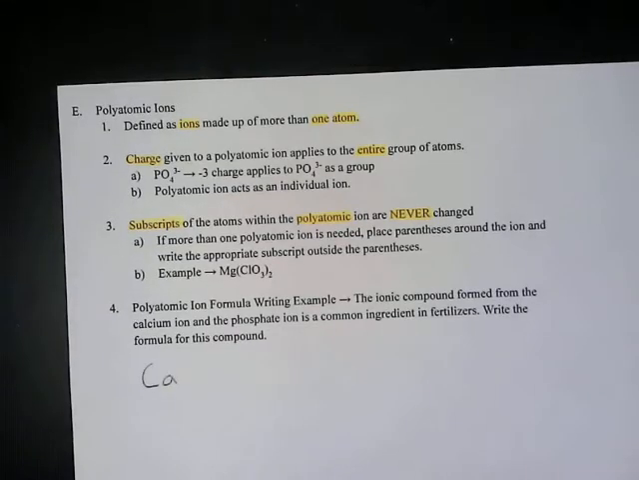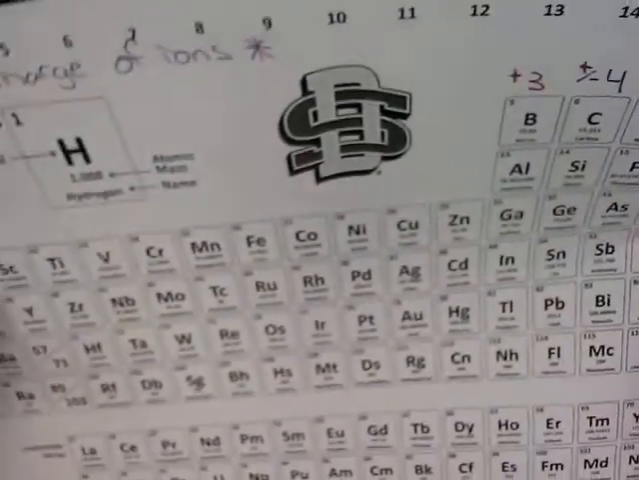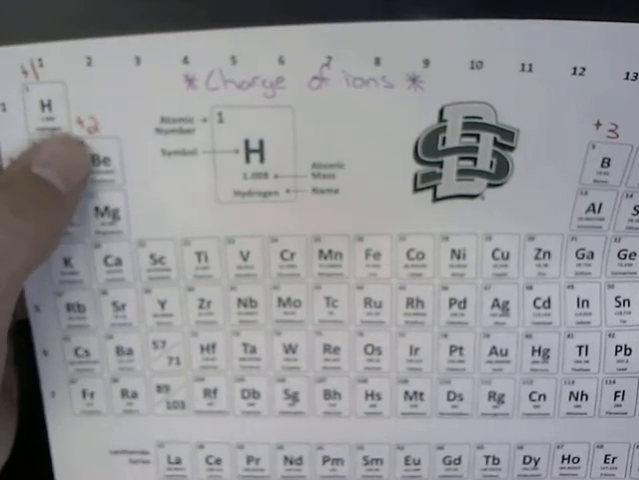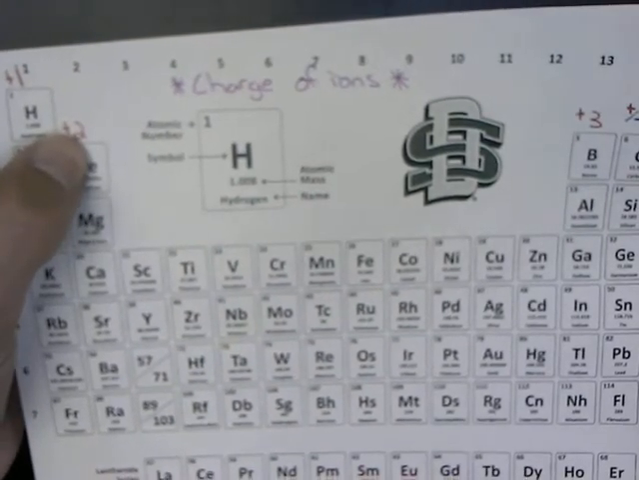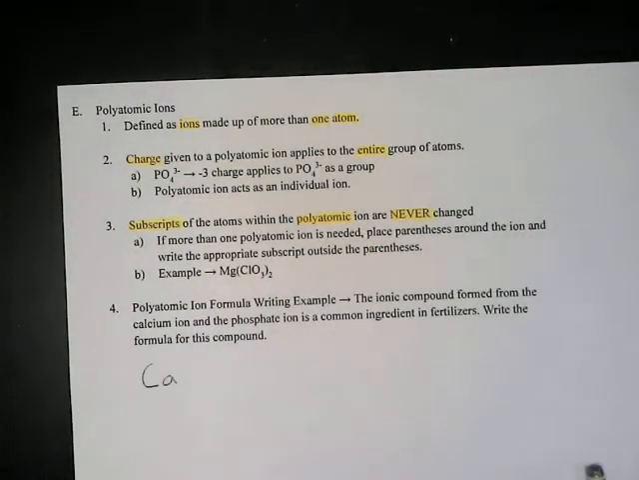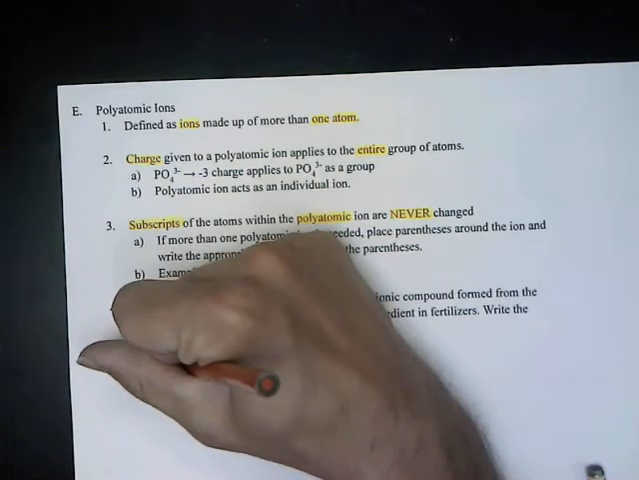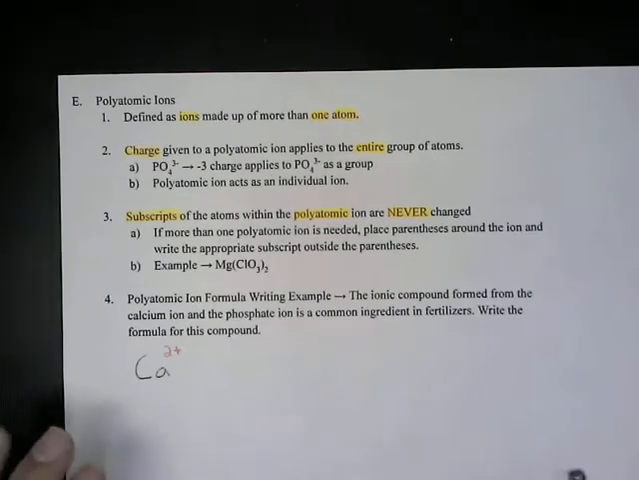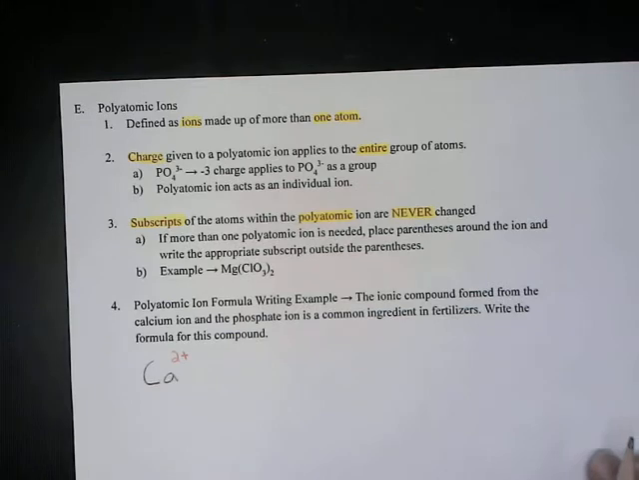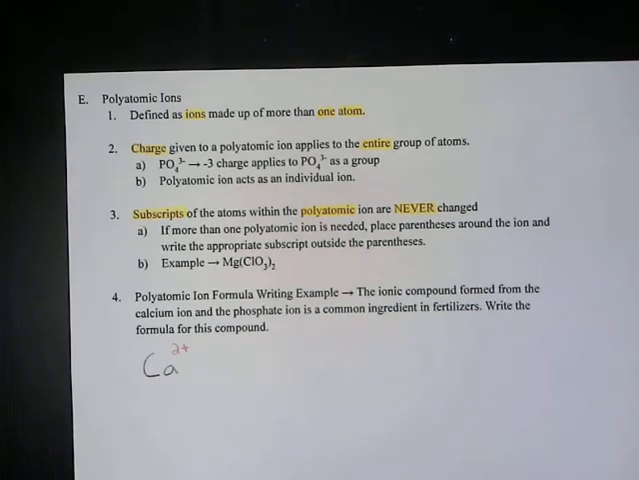And then I'm going to take a look for Ca. You go up, you find the charge in that group. It is a +2, so I'm going to write it as 2+. That's how we write it. And then phosphate. I'm going to tell you for this example, that is our polyatomic ion.